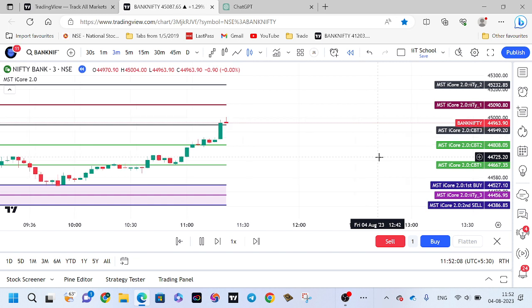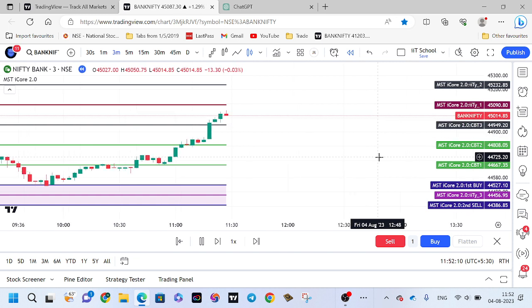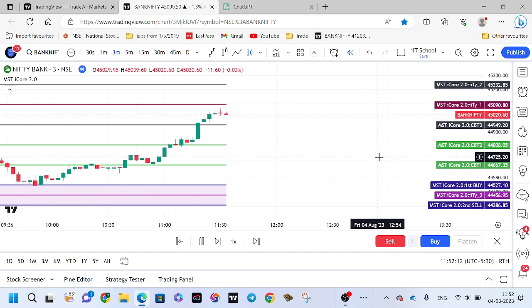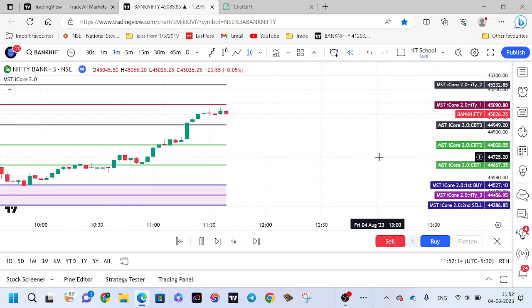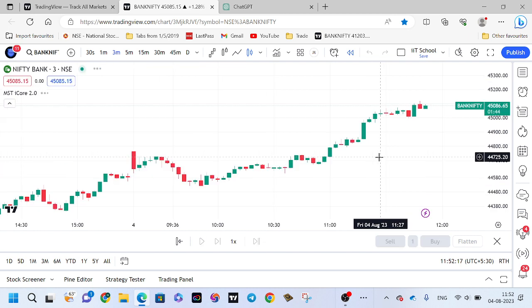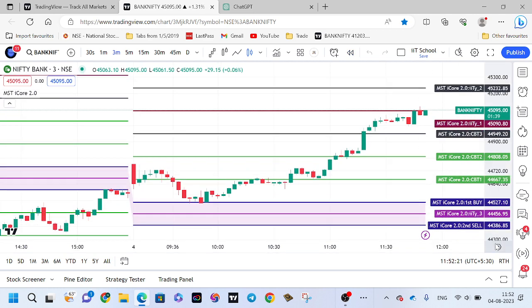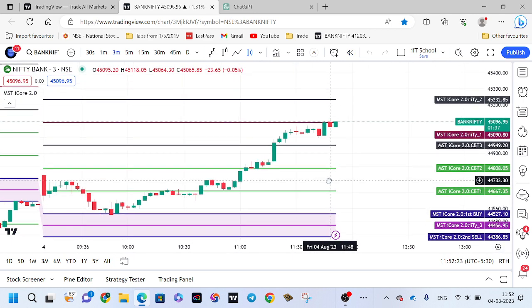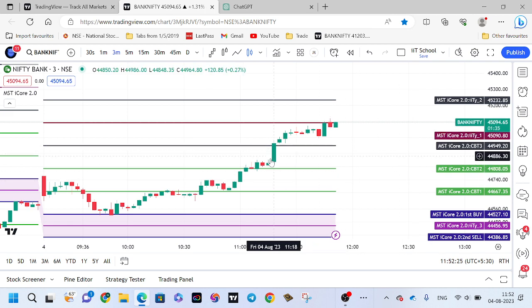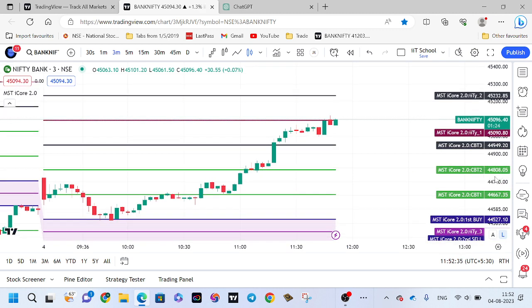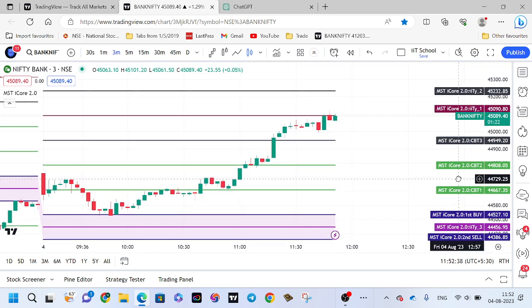Second target also hit. Now keep the stop loss at the second target and wait for the third target. Third target also hit. Now revise the stop loss to the third target and wait for the next target. So this is the way we have to trade. Now our stop loss is at the third target. We are waiting for the next targets, the fifth target. So 4 targets so far perfectly hit.